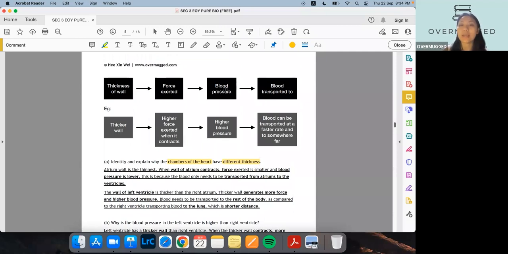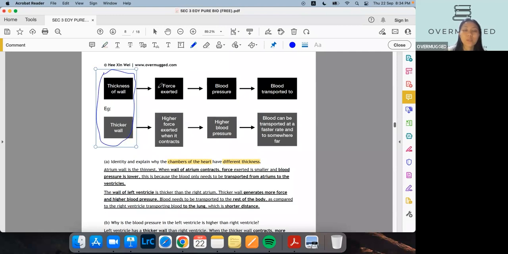And it affects where the blood is being transported to, okay? So for example, a thicker wall means a higher force exerted when it contracts and therefore higher blood pressure, and blood can be transported at a faster rate and to somewhere far within a short period of time. So this is the relationship. I love using arrows because I think in bio it's either different steps or different relationships, like step one causes step two, causes step three, causes step four. Yeah, so I love using arrows and pictures like that. So in this case, when they ask you why the chambers of the heart have different thickness, they're asking about this here.